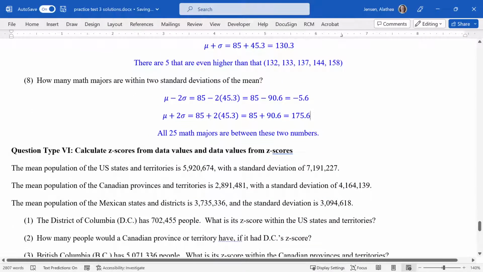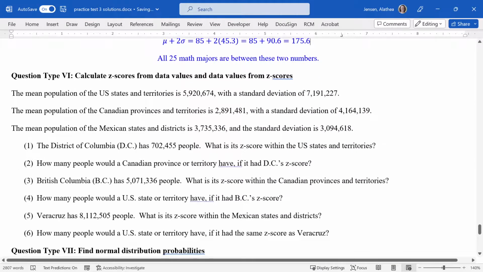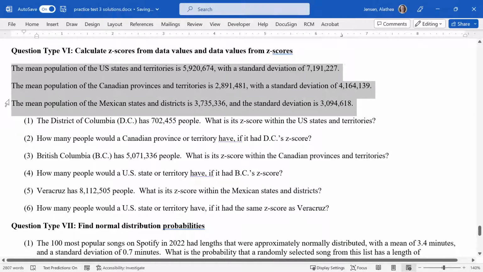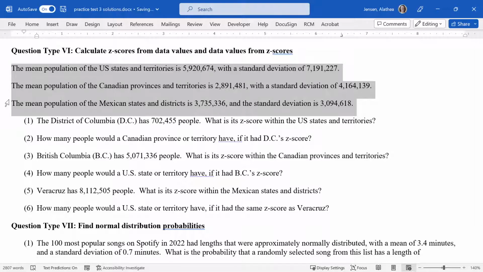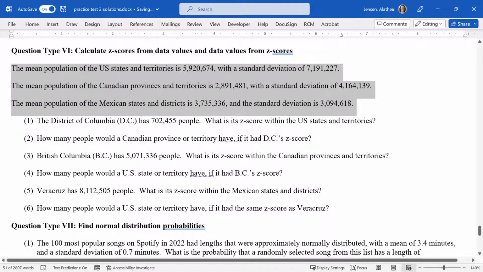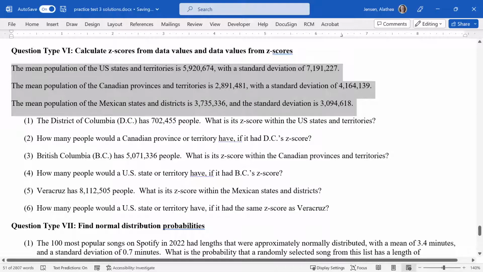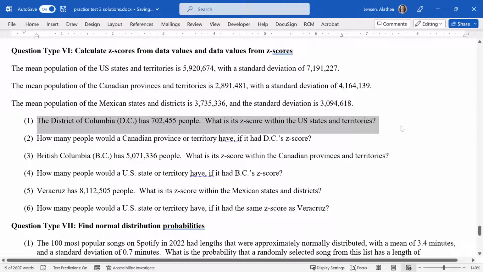Now on to question type 6, which is calculating z-scores from data values and data values from z-scores. Okay, so we have here 3 means and 3 standard deviations, one for the US, Canada, and Mexico, and it's their states, territories, or provinces. So we got 3 different data sets going on. So you got to distinguish which data set or which country you're doing the z-score or the data value within.